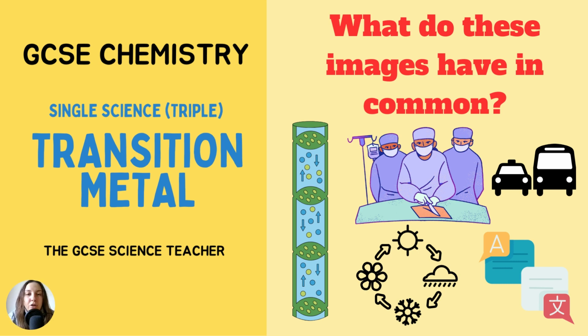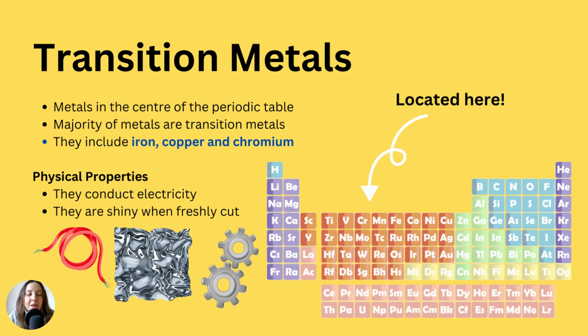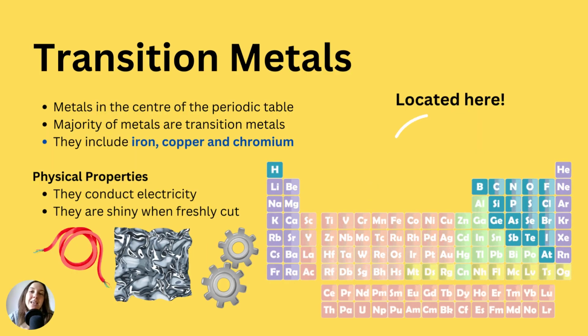You have an image of a transplant, which is happening during surgery. You have an image of transportation, such as cars and buses. You've got the transition of the different seasons, and you also have translation of languages. And essentially, the reason I'm saying this is because trans essentially just means the movement of one thing to another. And it's the same in the transition metals that we see in chemistry.